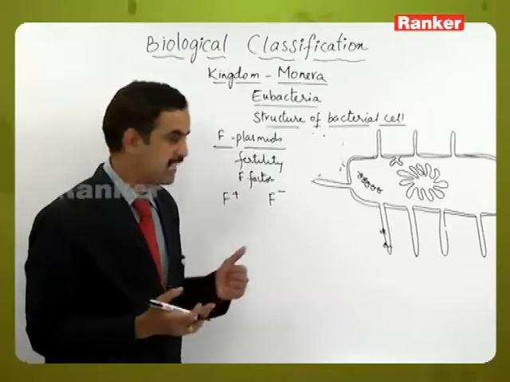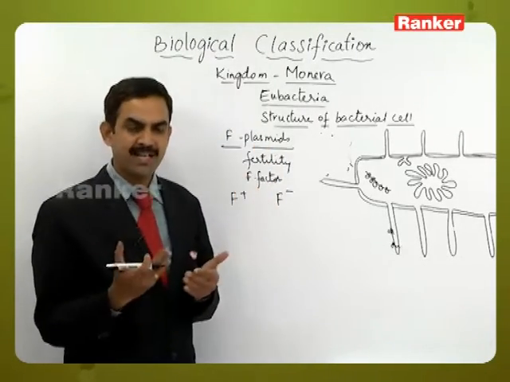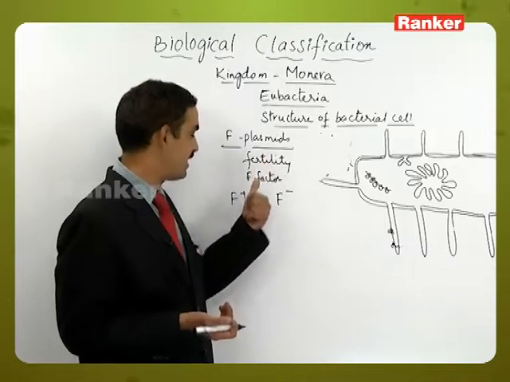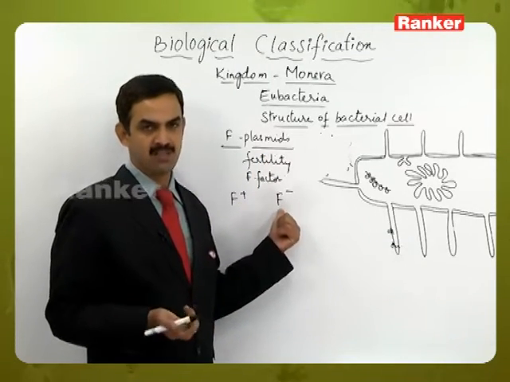During the process of conjugation, the F plasmid will replicate, and when it is replicated, it forms an additional plasmid. That plasmid will be transmitted from the F plus bacteria to the F minus bacteria.